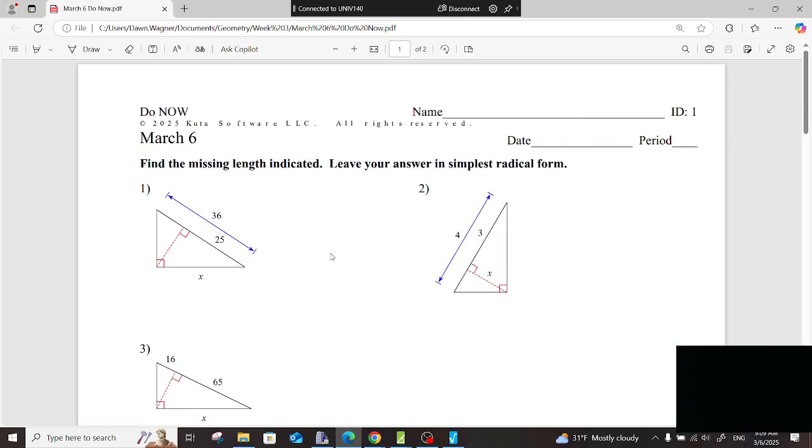Okay, so I'm gonna go ahead and get started. It would be nice if I had everything situated.